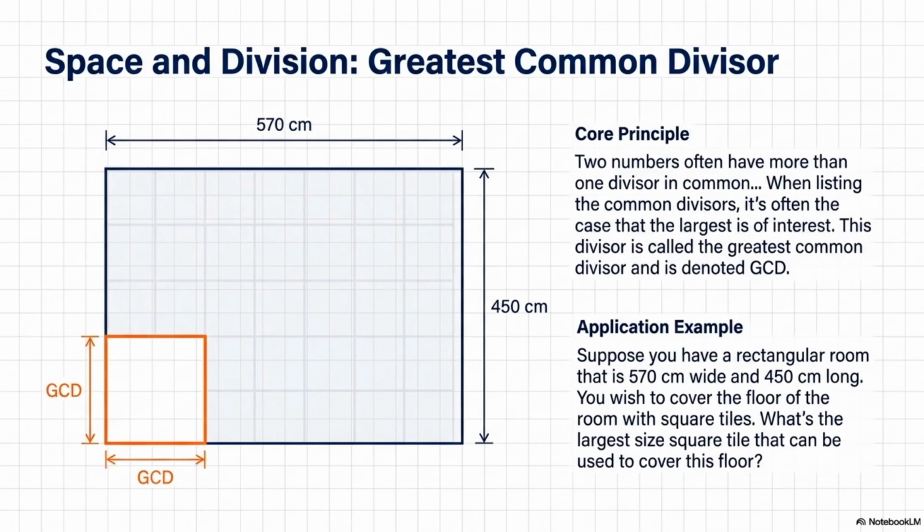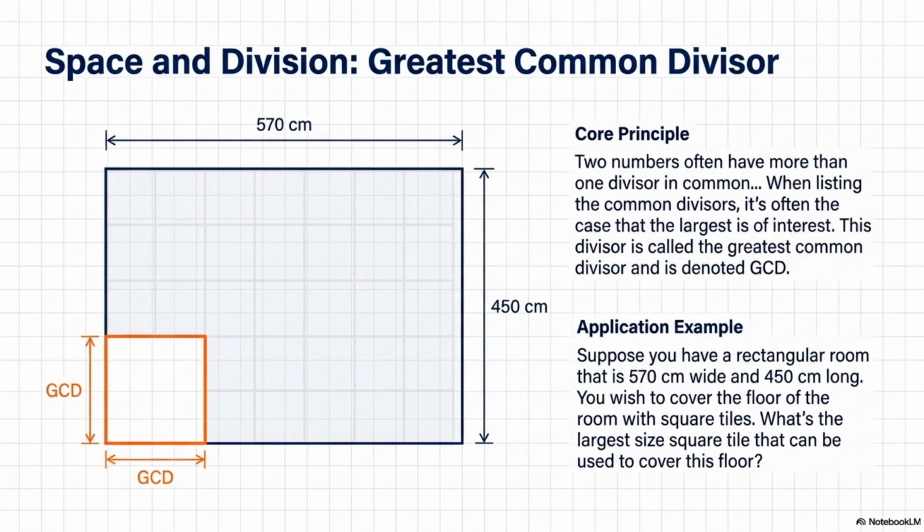Exactly. And because we know how to find the prime elements of numbers, we can find the GCD by just comparing their chemical formulas and pulling out the atoms they have in common. The textbook gives a great practical example. Imagine you are putting down floor tiles. Cool. Your room is 570 centimeters wide and 450 centimeters long. You want to use the largest square tiles possible without having to cut a single tile. So you need a number that perfectly divides both 570 and 450. You are looking for their greatest common divisor.